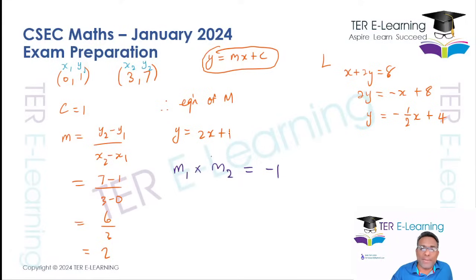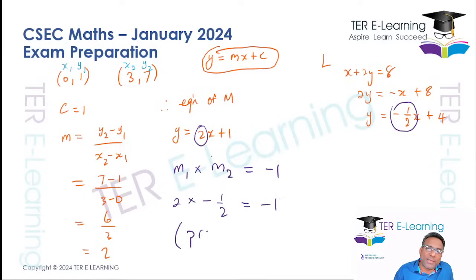So watch what's happening here. The gradient of m is 2, and the gradient of this one here is minus a half. So if I take 2 and multiply that by negative a half, I'm going to get negative 1. So this is how you prove that. You need to show that when you multiply the two gradients, you're going to get negative 1. That's what you're trying to do.